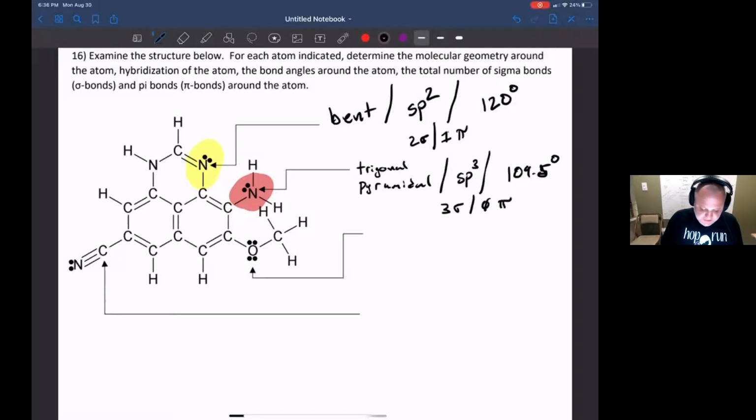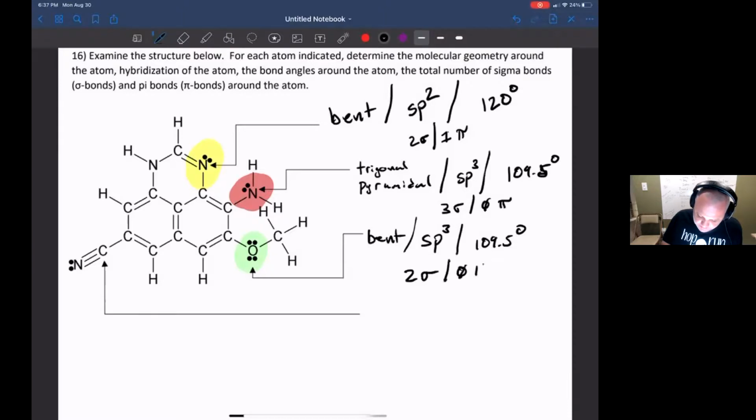What about this oxygen? The oxygen has 4 geometry groups as well. So it's, excuse me, tetrahedral parent electron geometry, but because it has 2 lone pairs, the molecular geometry is bent. So again, tetrahedral electron geometry with 2 lone pairs is bent molecular geometry. The tetrahedral parent geometry gets you sp3 hybridization. It also gets you 109.5 degree bond angles, and there's only 2 single bonds, so it's 2 sigma, 0 pi.